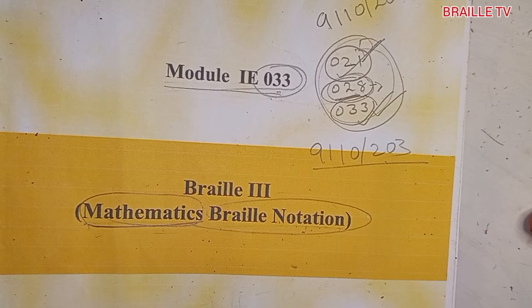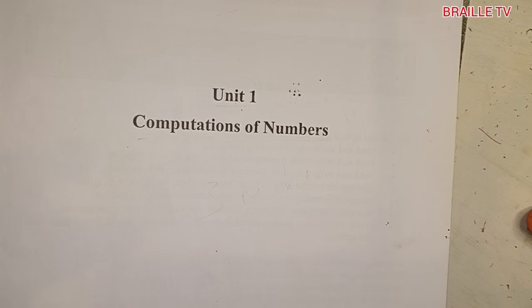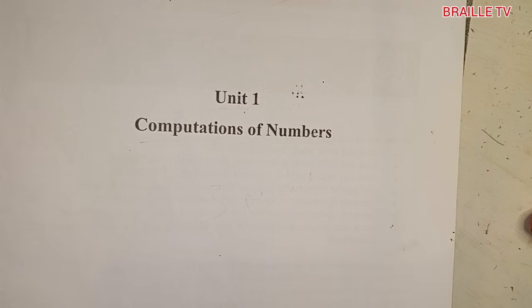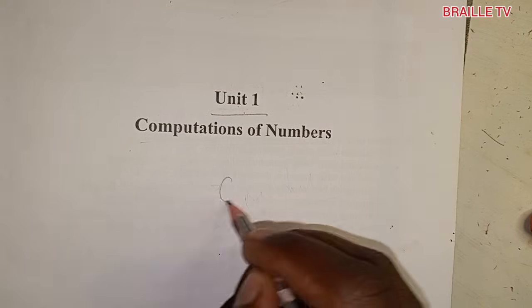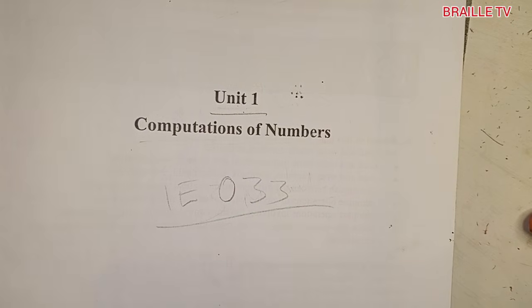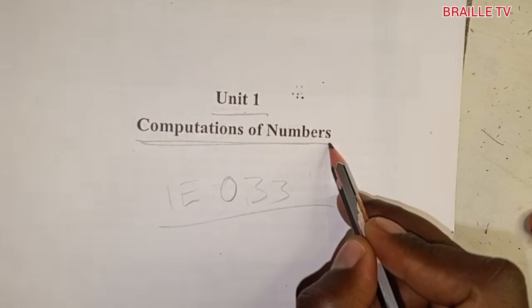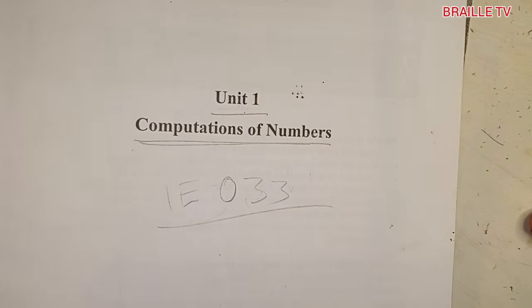So let us go to the first unit of this module and see what we are going to cover. Welcome. Okay, teachers, we are going to start with Unit 1 of this module, IE 033, or you can call it the Mathematics Braille Notation. Good. In Unit 1, we are going to look at computation of numbers.